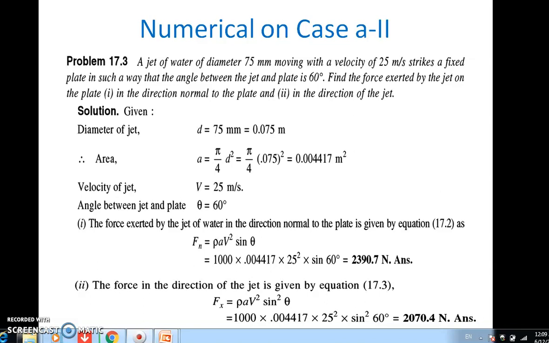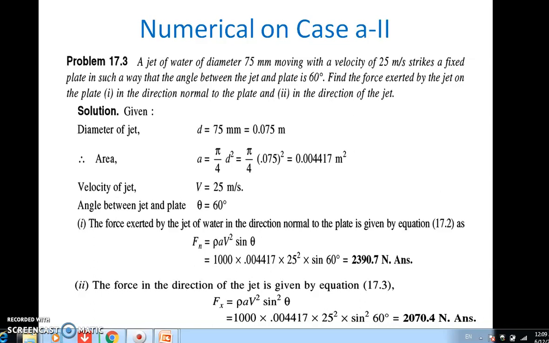So we have seen one numerical on the second case, that is the force exerted on the inclined stationary plate. In that case we have calculated the horizontal force Fx, that is force in x direction, which is given by the formula rho a v square sin square theta.